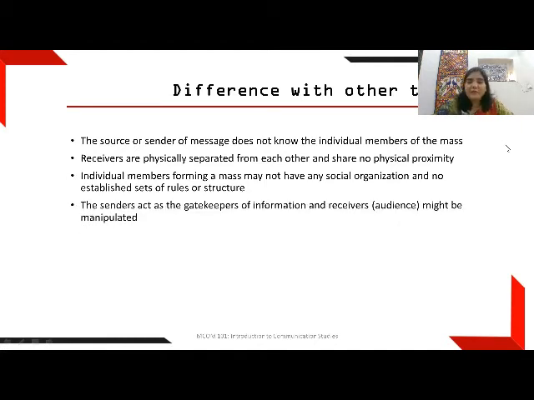Then another important difference is that in mass communication, the sender or the communicator act as the gatekeeper of information, while the receivers might be manipulated as well. How does that happen? Now that is something very important because जितनी भी mass comm की काफी theories हैं, जैसे कि agenda setting theory या gatekeeping theory, वो इस चीज को address भी करती है.